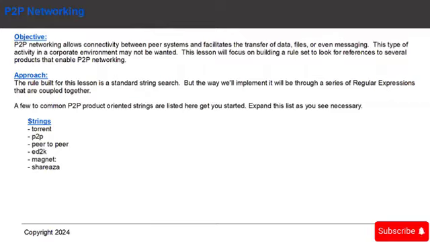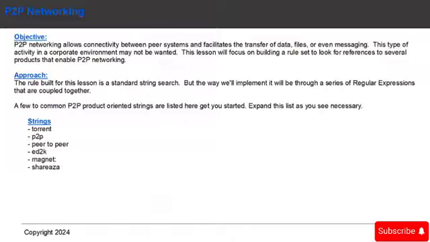So in a corporate environment, this type of activity may not be wanted. And this lesson is going to focus on how we can build a set of rules to look for references to several of the more popular P2P networking products. The rule is going to be built around a standard string search, but you'll see in a moment the way we implement it is going to be a little bit different from some of the other ways that we've approached string searches in this course.